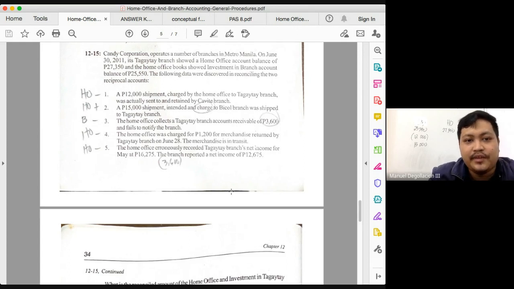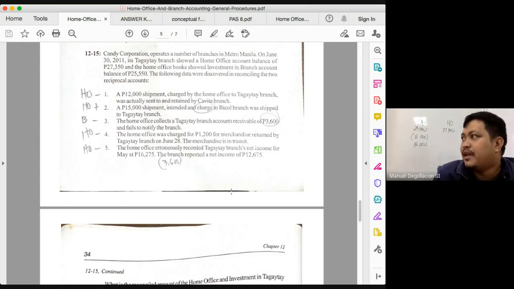Number three, the home office collects a Nova branch account receivable in the amount of 3,600 and failed to notify the branch. What entry was prepared by the home office? Debit, cash, and credit investment in Nova branch. That entry was prepared and there's nothing wrong with that entry.